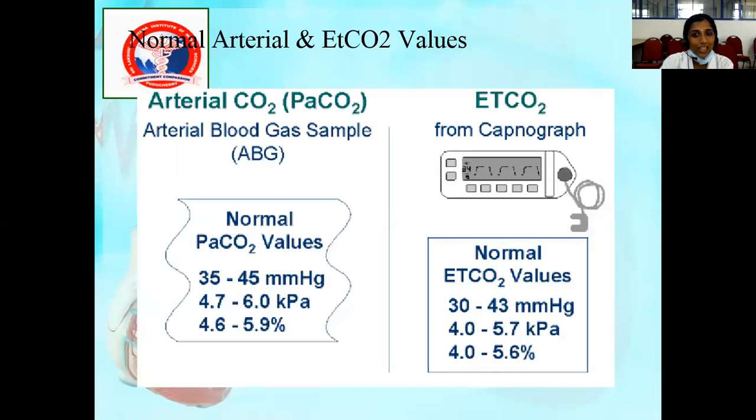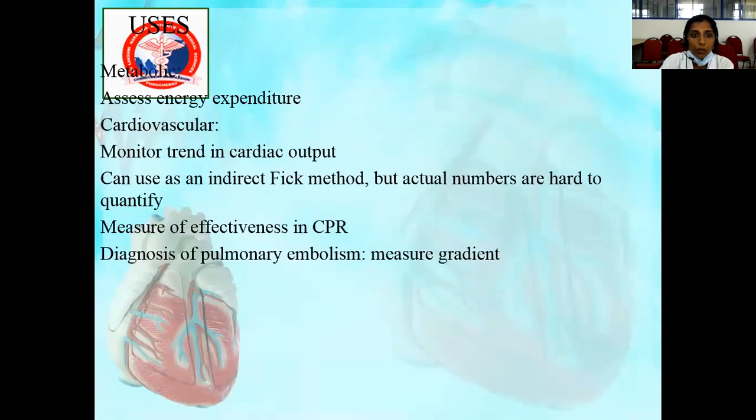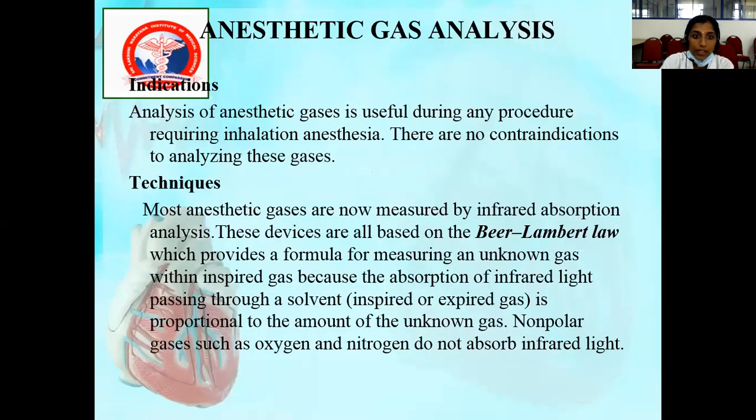So basically this EtCO2 more or less corresponds to our arterial CO2 values. Okay. So this is about this. Then the other kind of monitor is for the mixture of gases we give in general anesthesia, which includes oxygen, nitrous, air, and a combination of some volatile anesthetic agents. So these are also measured by infrared absorption using Beer-Lambert law.